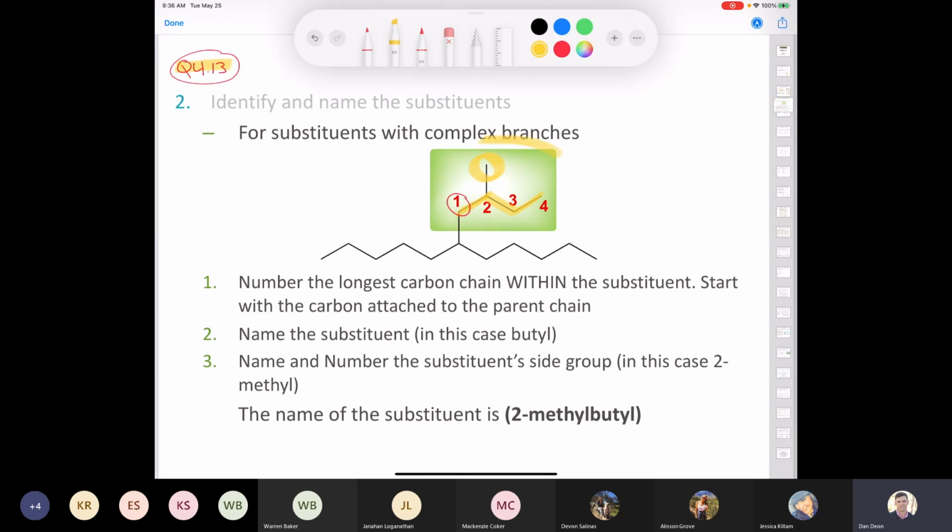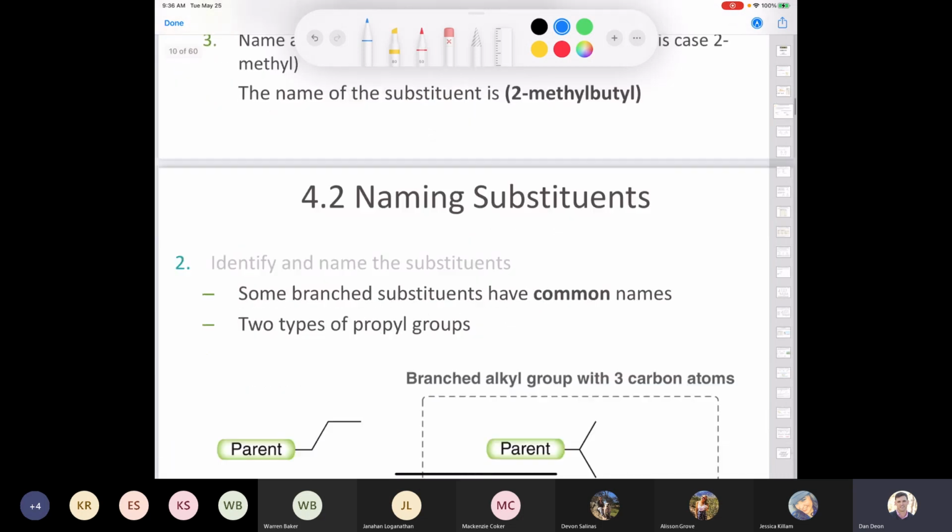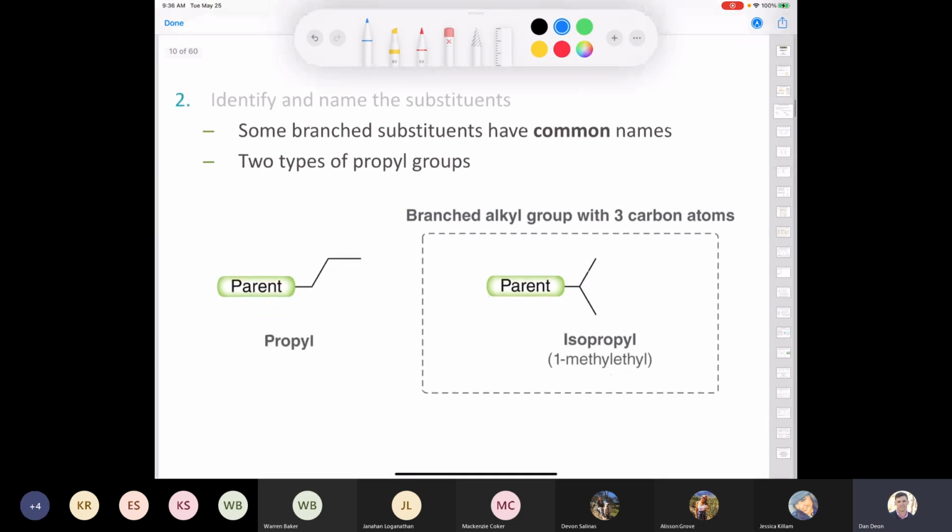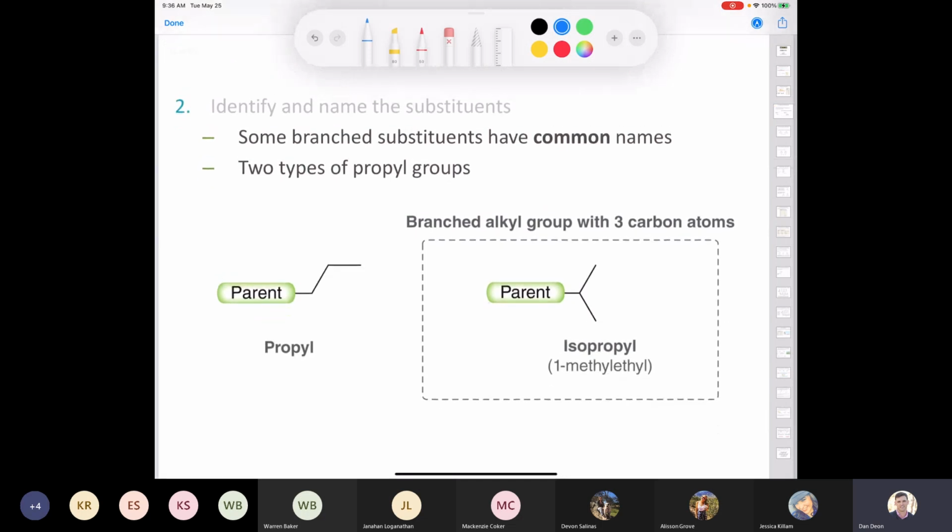So this whole substituent that's in green here, that would be called a 2-methylbutyl. I'll be honest with you, we don't look at this a lot, okay? Not much. However, it is in the slides, it is in the book in a question, so it is fair game.